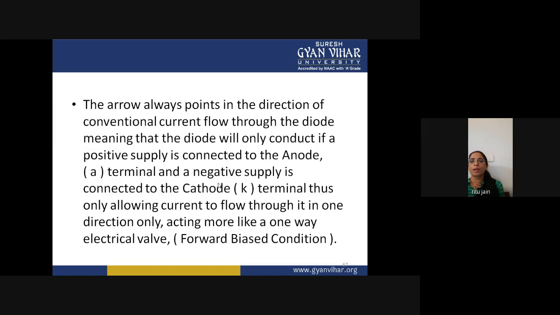So it acts more like a one-way electrical wall. A diode will always behave like that. The current is flowing only in one direction. Okay, so this is your forward bias current, because the P terminal is connected to the positive terminal of the battery, and the N terminal is connected to the negative terminal of the battery.